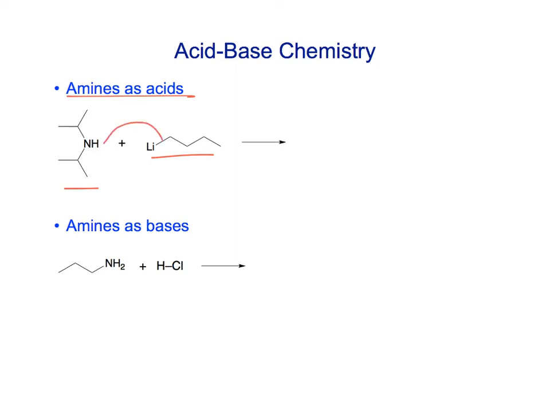Okay, so this grabs hold of the proton, and so we get the anion, the conjugate base of this amine. So it has two non-bonding electrons on the nitrogen now, and the lithium counter ion goes along with that. And what's our other byproduct? Just butane, right? So what did we call this, or what's the use of that conjugate base there?